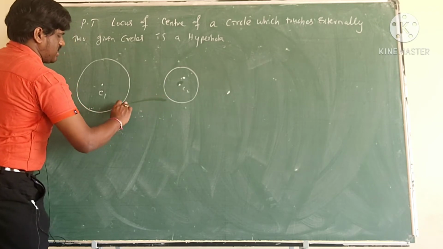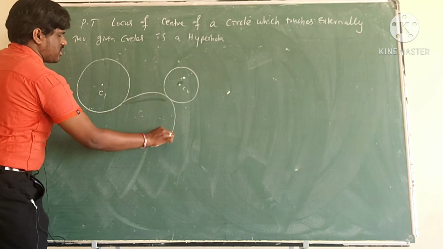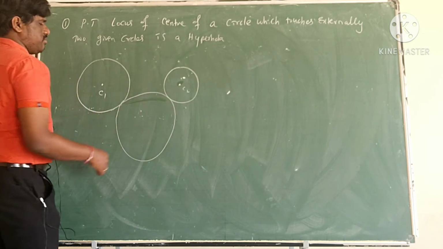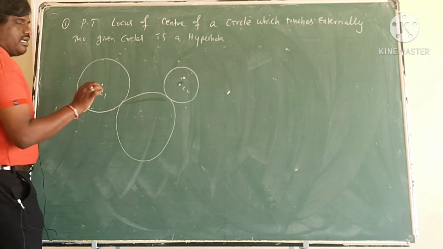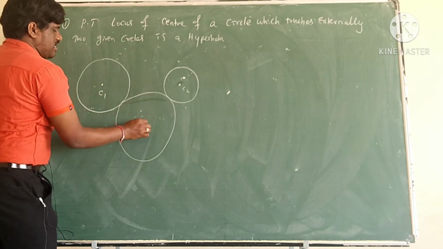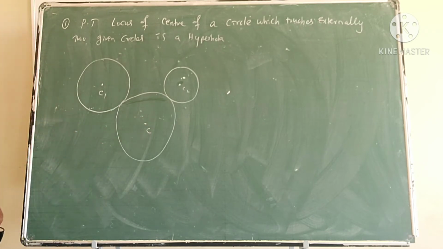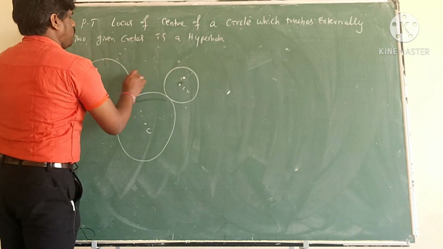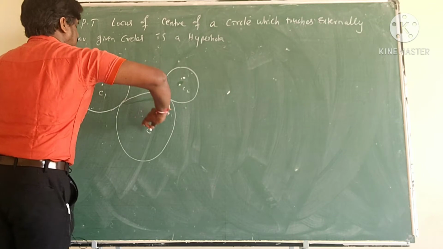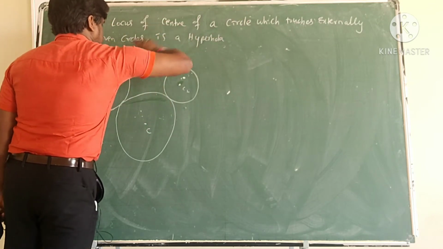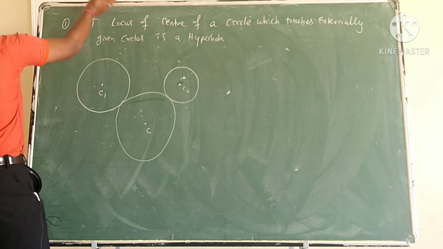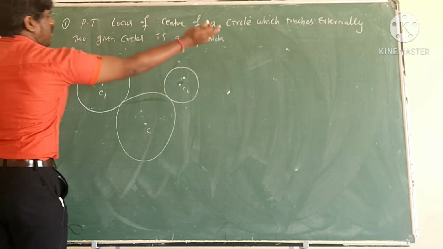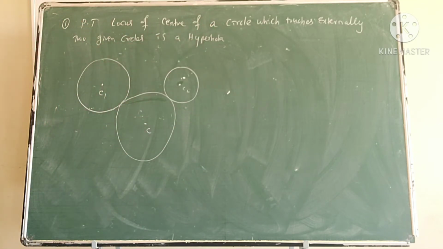A circle is touching both these circles. Like this, a circle is moving. It may not look like a circle shape, but you have to assume this is a circle. For these two circles, another circle will touch and move. It goes like this, in this shape, and like this. If it runs on both sides, you get a hyperbola shape.